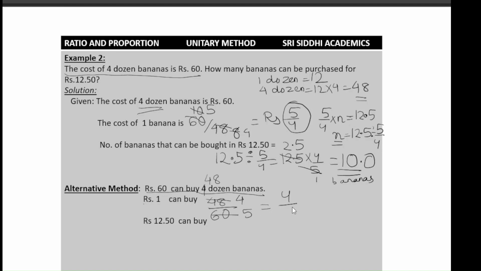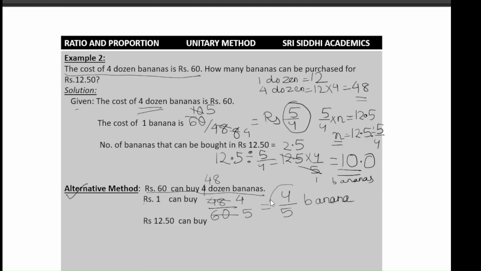So not even one full banana. If I divide the banana into 5 parts, I'll get 4 parts out of it. See, up to your convenience which method you use. Either you can use this method or alternatively you can use this method. It's up to you. This is also one of the methods which I want to tell you because I want to tell everything.